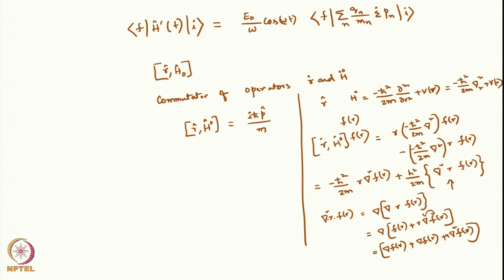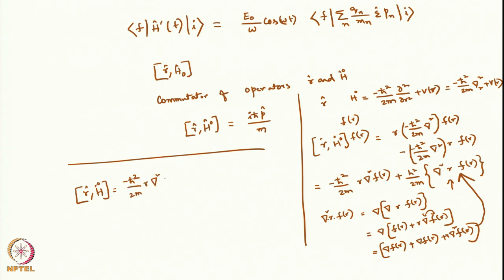So, now I am going to plug this in here. What I am evaluating, the commutator [r, H naught], is equal to minus h bar square by 2m r del square f of r plus h bar square by 2m times 2 del f of r plus r del square f of r.